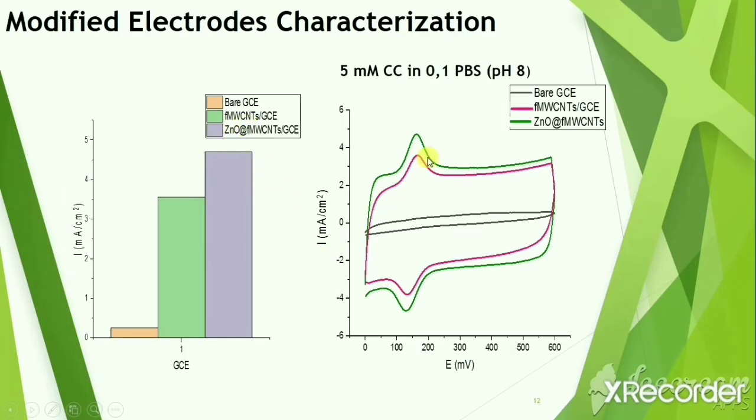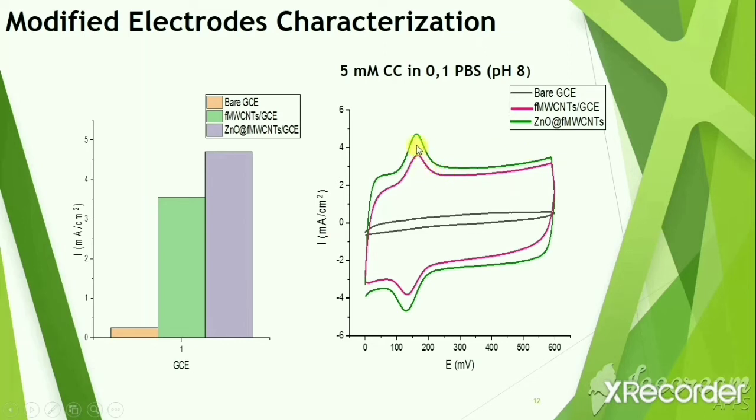Now, as you can see here in this cyclic voltammetry diagram, the black one is the bare electrode. The analysis here was done in 0.1 molar PBS containing 5 millimolar of catechol. You can see that the bare electrode in black can barely detect the presence of catechol in the solution, contrary to the other modified electrodes.